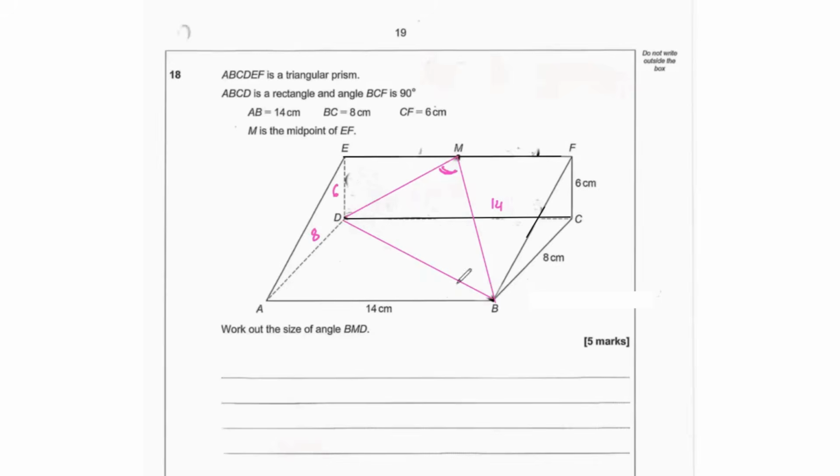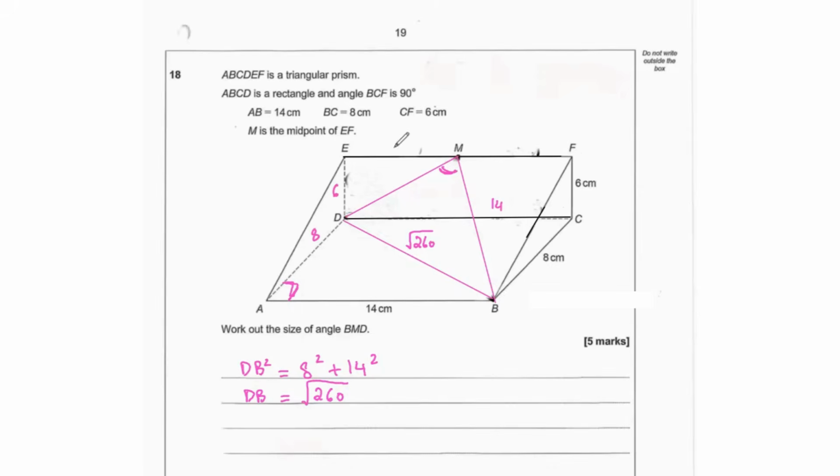first we will find the length of DB. The base is a rectangle, so that means this is a 90 degree. So we can use Pythagoras to find DB. DB squared equals 8 squared plus 14 squared, which is going to give us 260. So DB equals root of 260. So this is root of 260.